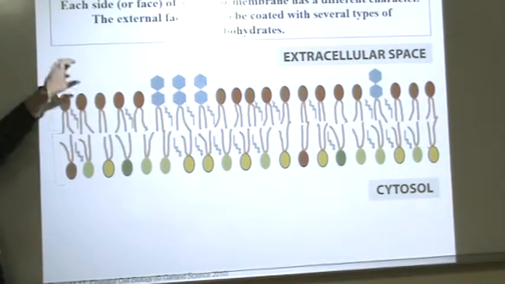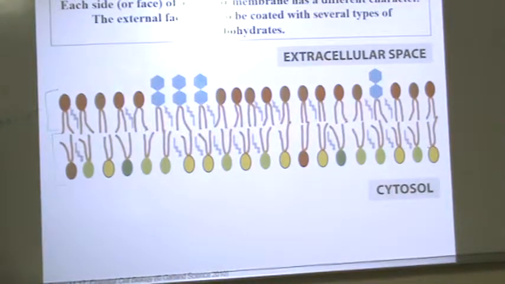If we take these labels seriously, that this is outside the cell and this is interior to the cell, we would say that this is the outer leaflet and this would be the inner leaflet. Or you could name them cytoplasmic leaflet and extracellular leaflet.